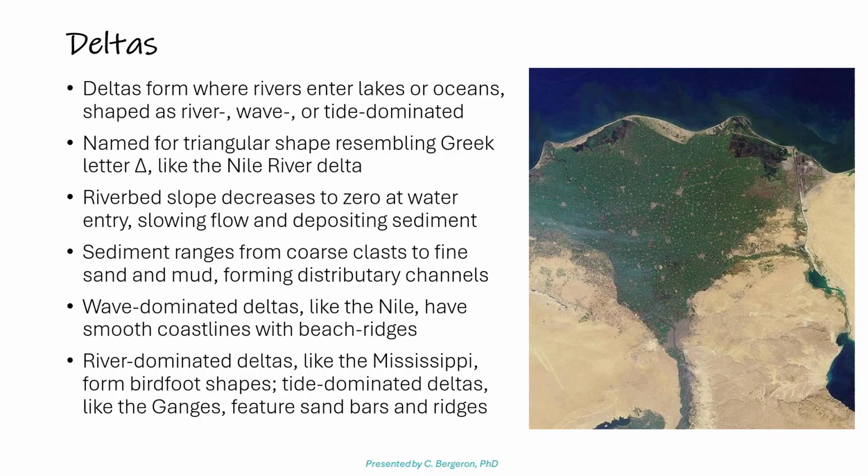One of my favorite sedimentary structures, geological features, are deltas. They are the structures that form where rivers enter a body of water that typically has a lower flow velocity. So typically when rivers empty into lakes or oceans is where you get the development of deltas. And there are three basic shapes. You can have river-dominated deltas, wave-dominated deltas, or tide-dominated deltas.